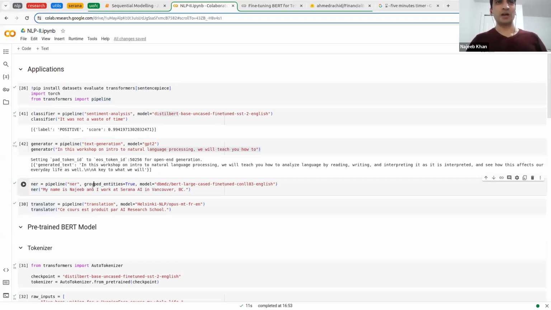You could do named entity recognition. So the task is named entity recognition.